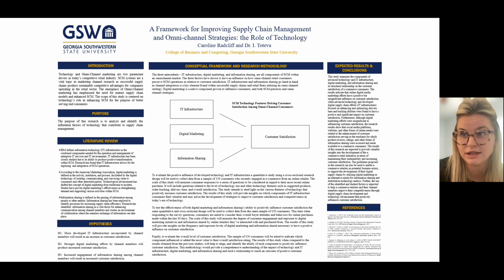The results of this study show that all three factors have a structural relationship on customer satisfaction in e-commerce consumers. The results indicate that online digital media marketing efforts had a positive influence, but it was a rather insignificant influence on customer satisfaction. While advanced technology and developed digital supply chain efforts, also known as IT infrastructure, focused on enhancing and optimizing delivery time and tracking abilities, those features were found to have a positive and significant impact on customer satisfaction.